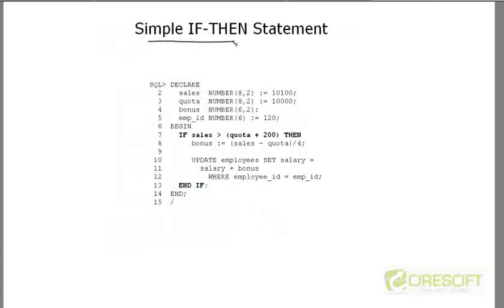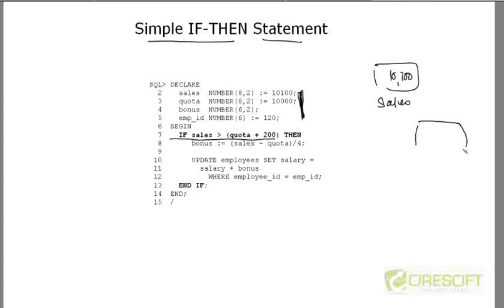The first example is the simple IF-THEN statement. Basically, I declared a couple of variables, and one of the variables is called sales, and the value is 10,100. Then in the BEGIN and END section, I give this condition: if sales is greater than quota plus 200. The quota is 10,000, so quota plus 200 is 10,200. I'm saying if 10,100 is greater than 10,200, the answer is no, false.